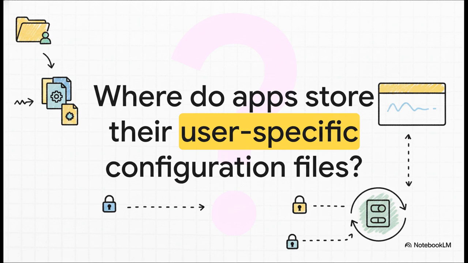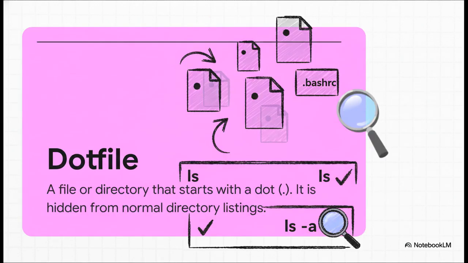Well, it is. It's tucked away in secret configuration files. And these are what we call dot files. See, it's a really simple trick. Any file or folder that starts its name with a period is automatically hidden from a standard ls command. It's just a clean, elegant way to keep your main directories tidy and to protect these important settings from being accidentally deleted or messed with.